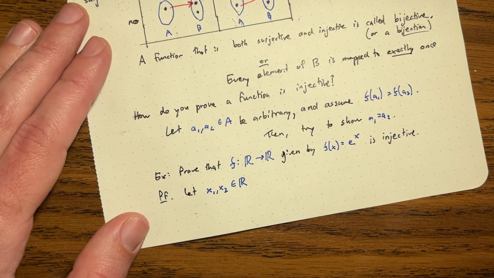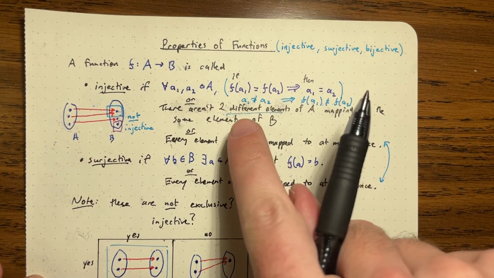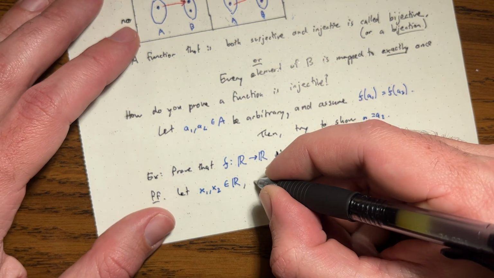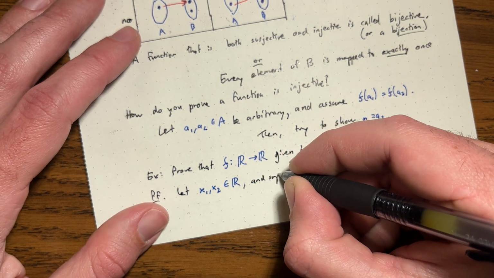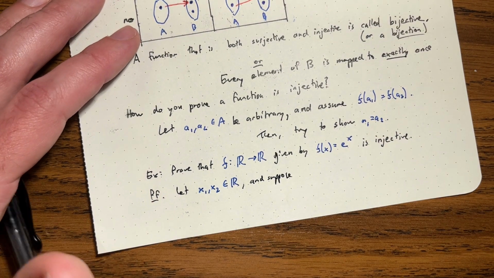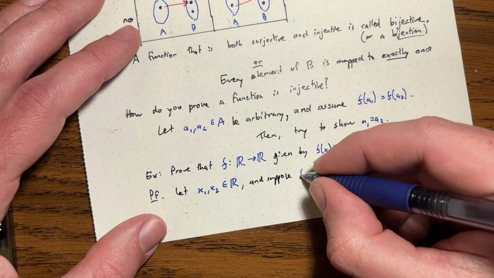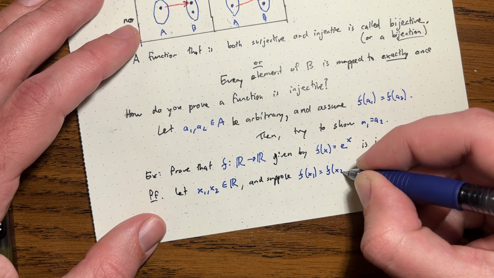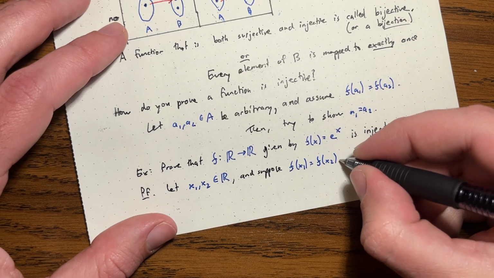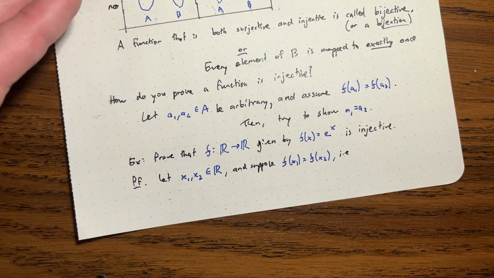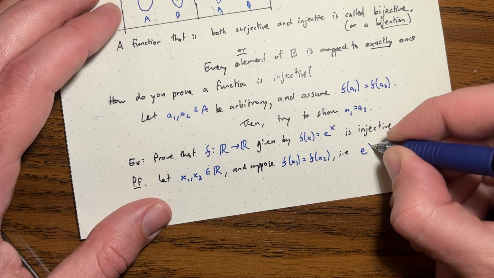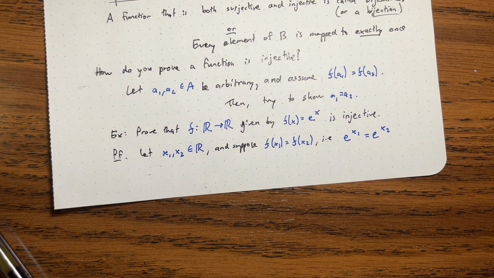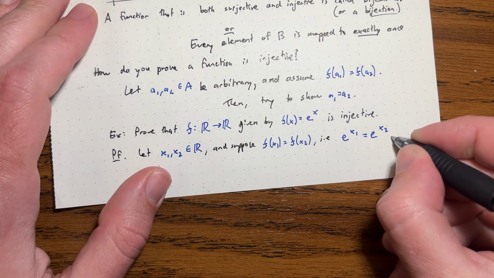And what am I assuming? I'm assuming that f of x1 equals f of x2. And so I'll suppose that f of x1 equals f of x2. But what's our f? I mean, f is e to the x, right? So I can say what that means. I'm assuming that e to the x1 equals e to the x2. That's what I'm assuming. That's my starting point.